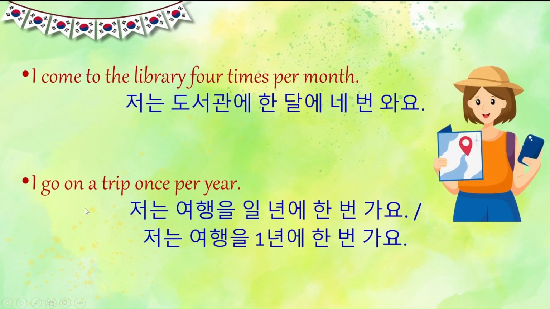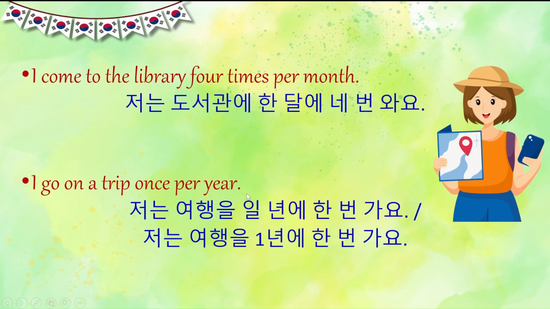Next is I go on a trip once per year. 저는 여행을 1년에 한 번 가요. I is 저는, trip 여행. To go 가다, present tense 가요. Now you have to say once per year. Year is 년. 1 year 1년. Per year 1년에. Now once or one time, for that we use the phrase 한 번. Okay? So once per year 1년에 한 번.